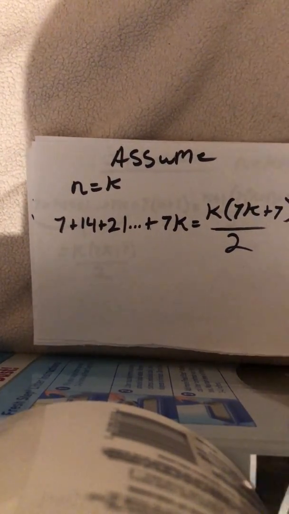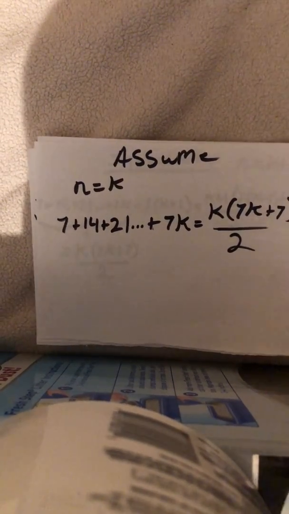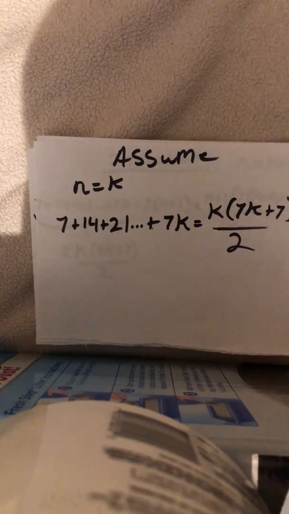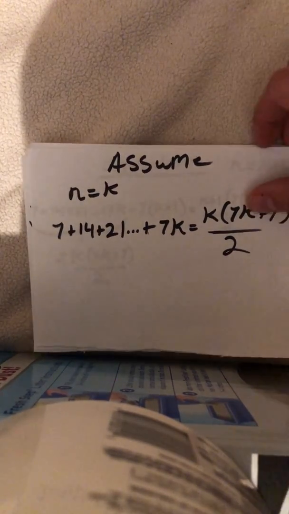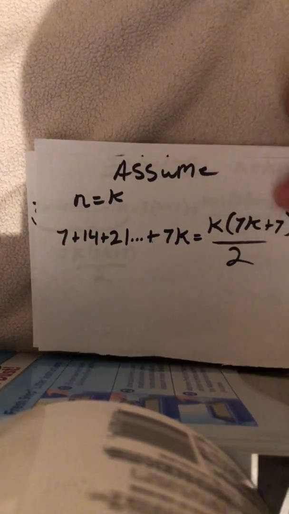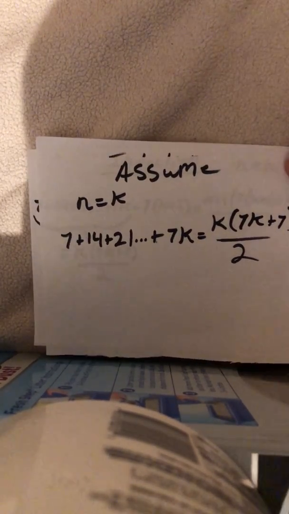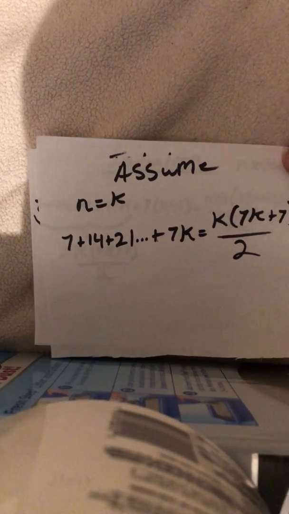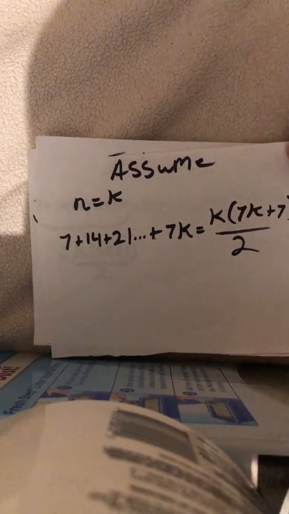So next thing we're going to do is we're actually going to just assume that n is equal to k, and we're going to substitute k in for n. And so we're going to end up with 7 plus 14 plus 21 all the way up to 7k equals k times (7k plus 7) over 2.